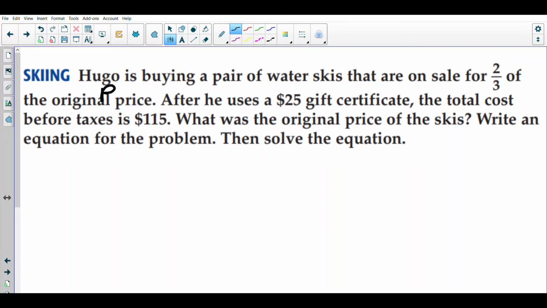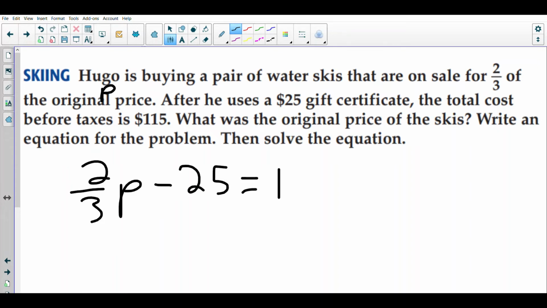So think of it. It is on sale for 2/3 of, so we're translating, the original price P. But then he's taking off another amount. If you take off some money, that's going to be subtracting $25, and he ends up paying only $115. So we need to solve for the original price. So now we're at a normal problem. First, we're going to add 25 to both sides to cancel out that subtract 25.